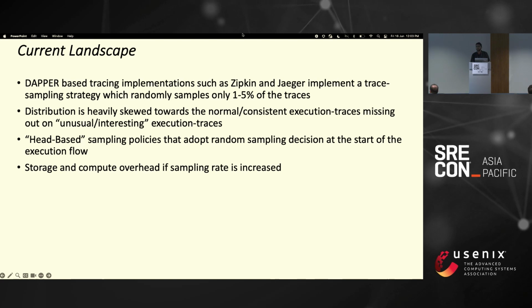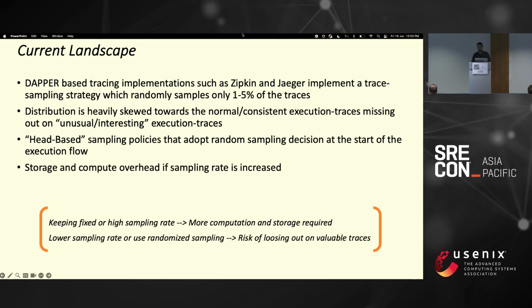As I mentioned, storage and compute play a bigger role when we increase this from 5 to, say, 10%, 20%. We require higher storage for that. So to sum it up, keeping a fixed or high rate of sampling requires more computation and storage. Lowering the sampling rate, or doing randomized sampling, risks losing valuable traces.